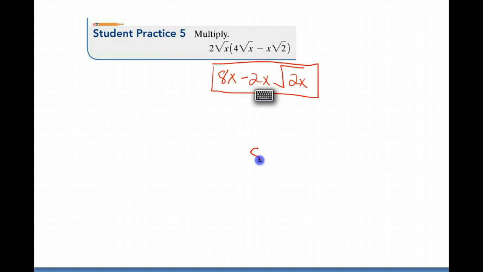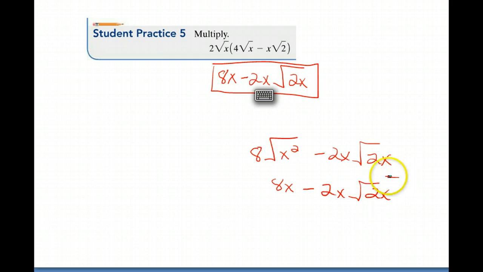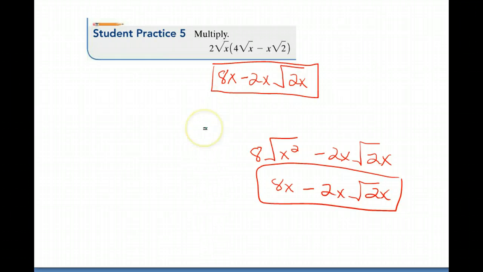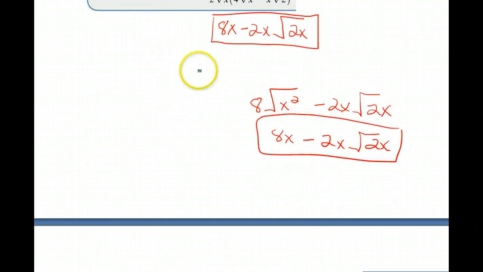Again, if you started this problem out and said 2 times 4 is 8, root x times root x is x squared, and then completed the rest of the problem from there, you're fine because you will still recognize that x squared is a perfect square, and you'll simplify that, and you'll continue on your way, and you'll get the same answer. It just saves us time and saves us a step to recognize that that is a perfect square.